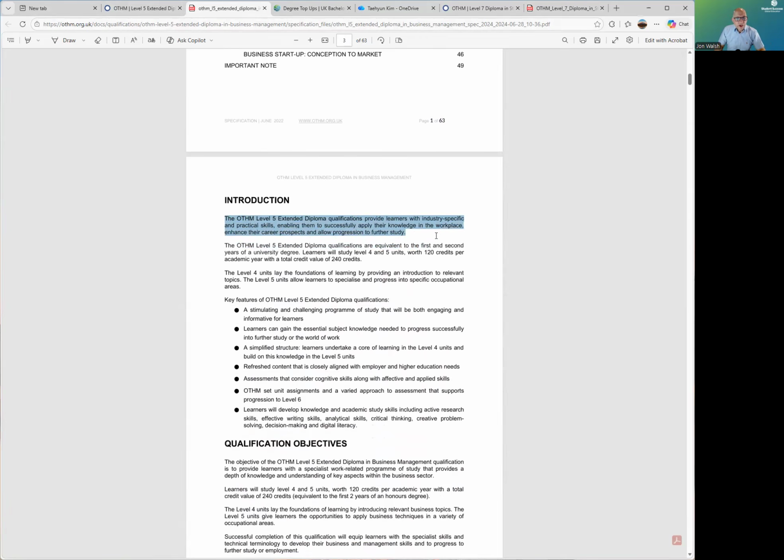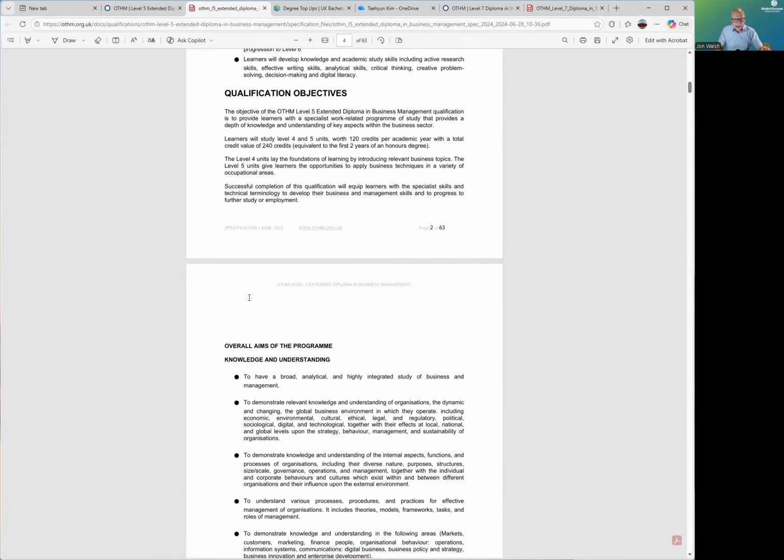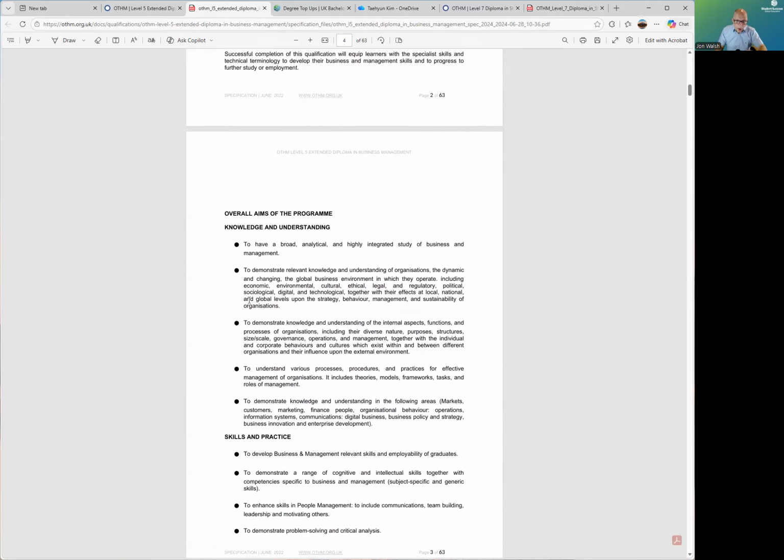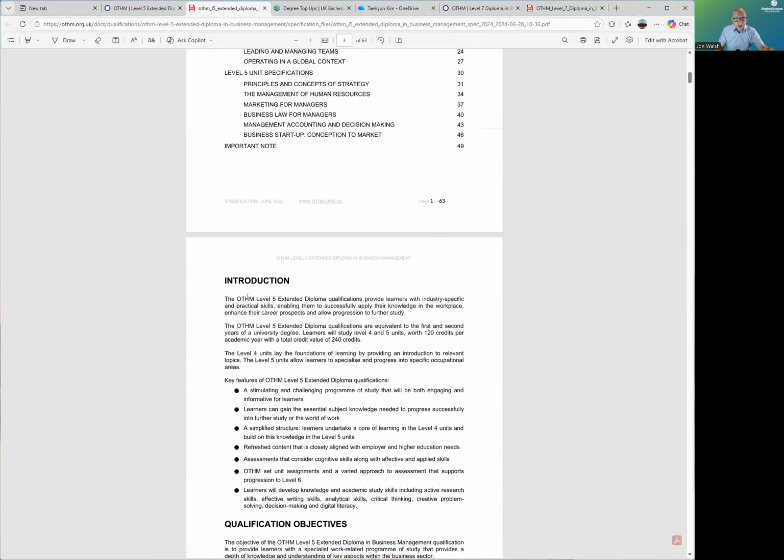It provides learners with industry-specific skills and practical skills, enabling them to successfully apply their knowledge in the workplace, enhance their career prospects, and allow progression to further study, i.e. complete a bachelor's degree. The OTHM Level 5 Extended Diploma qualifications are equivalent to the first and second year of a university degree. Learners will study Level 4 and Level 5 units with 120 credits per academic year, with a total value of 240 credits. Exactly what I was saying. Okay, and you will see this PDF document does talk about all these aspects. I will put this PDF document link in the comments below this video.